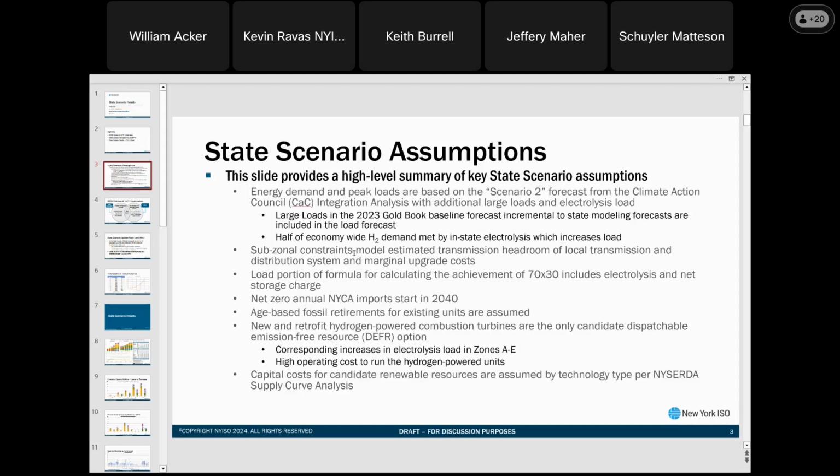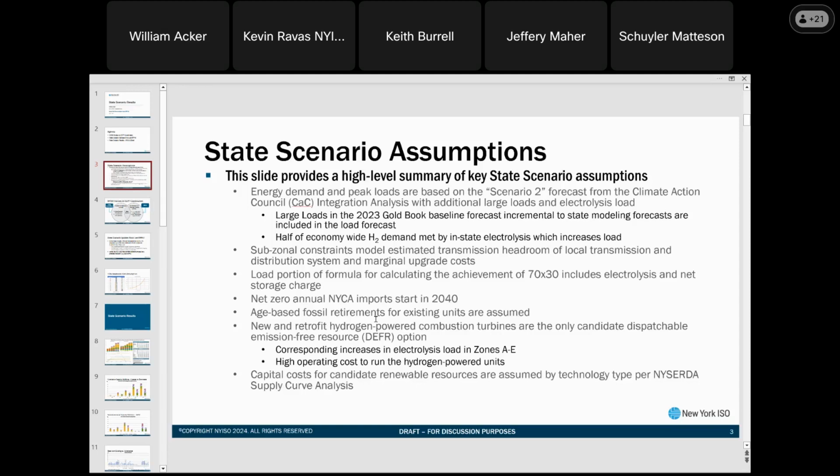We also have the headroom assumptions, as we've been discussing here, which is meant to represent local transmission and the distribution system, plus the additional upgrade costs. We have the formula for achievement of 70 by 30, which includes electrolysis and net storage charge. We have a net zero annual NICA imports assumption that starts in 2040. We have age-based fossil retirements, and that's for existing units.